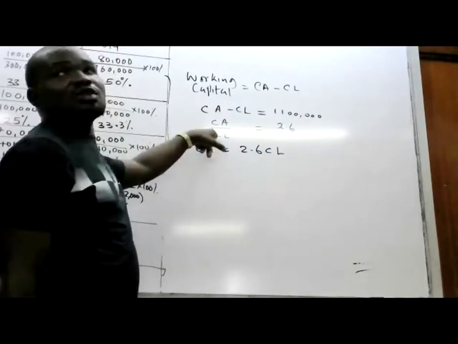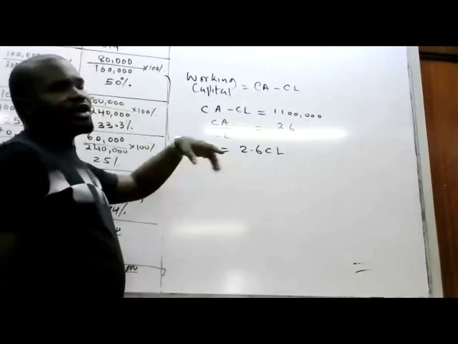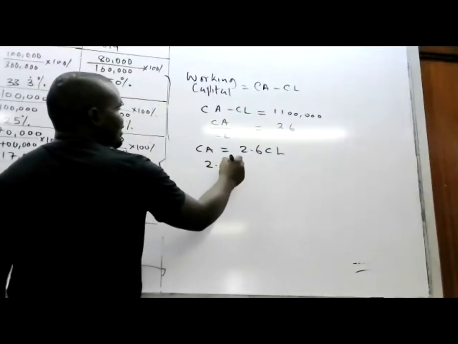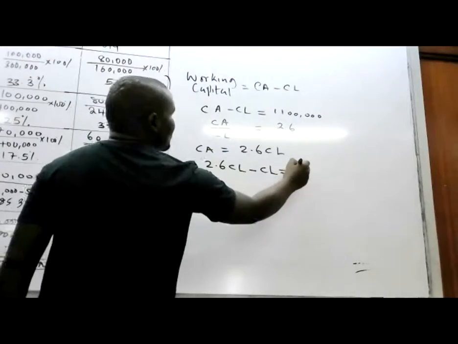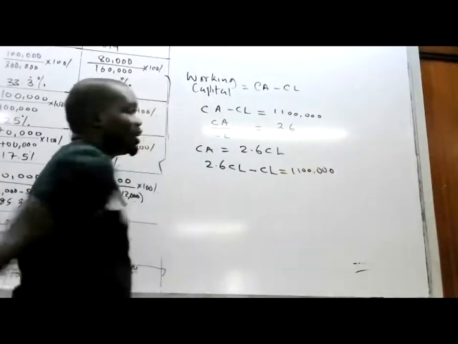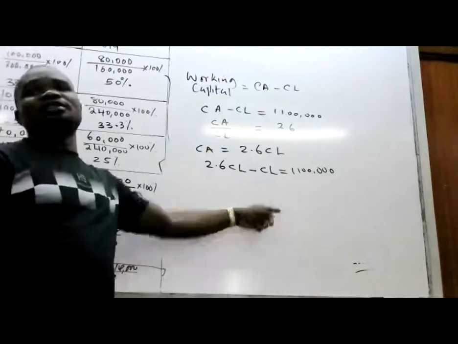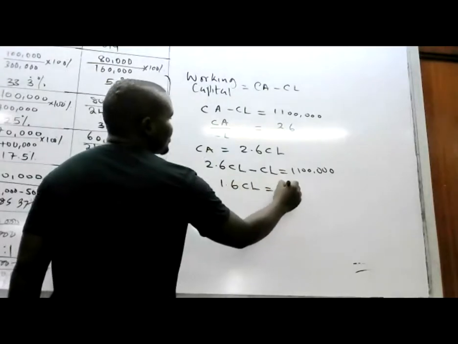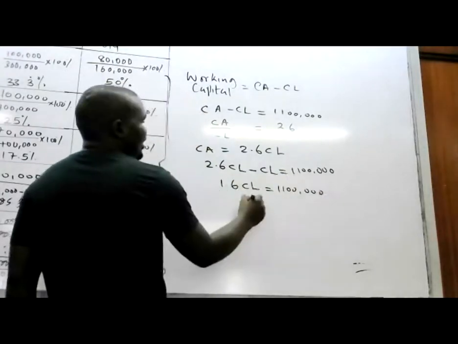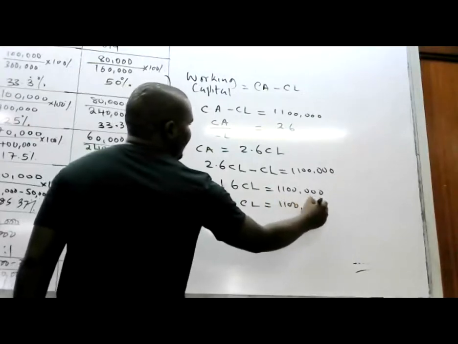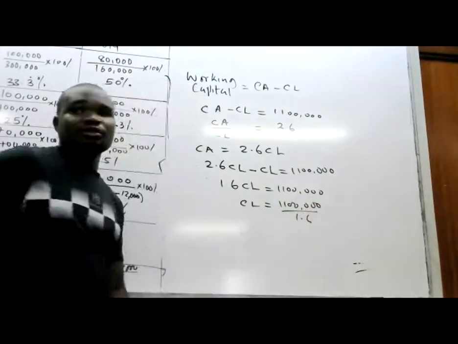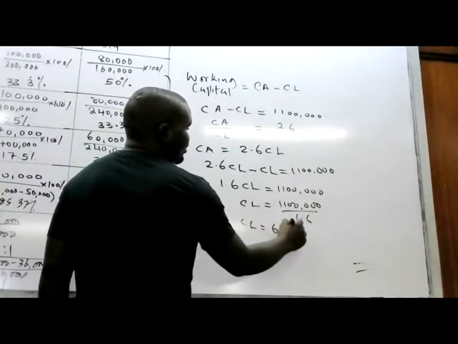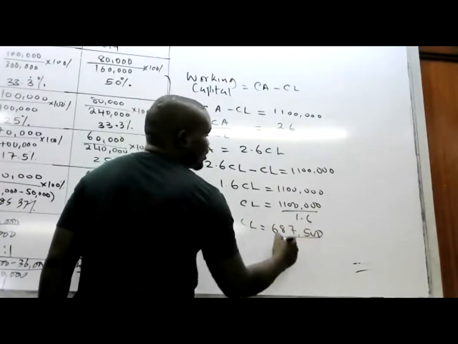So we cross multiply to kill this one. So substitute this one here. Instead of current assets, you say 2.6 current liabilities minus current liabilities equals to 11. 2.6 minus this one is 1.6. Current liabilities is equals to 11 divided by 1.6, which is 687.5. So current liabilities is equals to 687.5. Is that what you got?